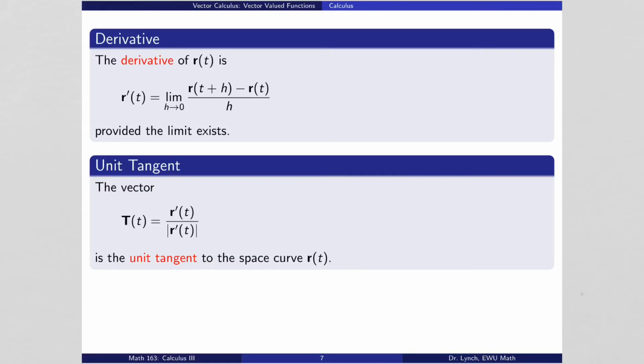Sorry, first the unit tangent, of course. Given the tangent vector, we can come up with a unit vector in the same direction, just dividing by the magnitude.